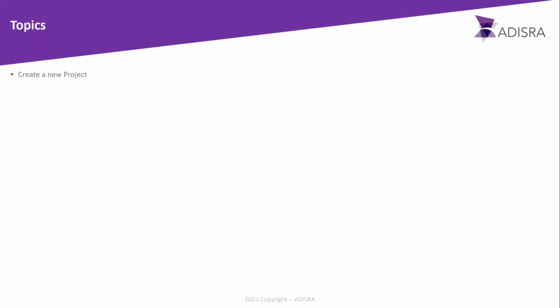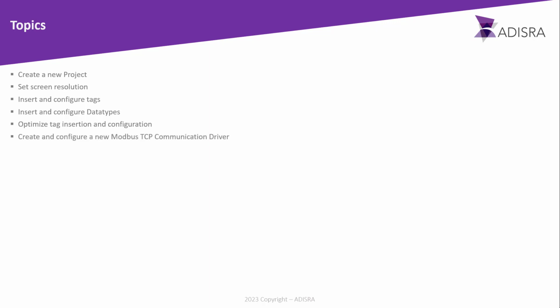Create a new project. Set screen resolution. Insert and configure tags. Insert and configure data types. Optimize tag insertion and configuration. Create and configure a new Modbus TCP communication driver. Optimize the entry and configuration of communication addresses. Install and configure the Modbus simulator.